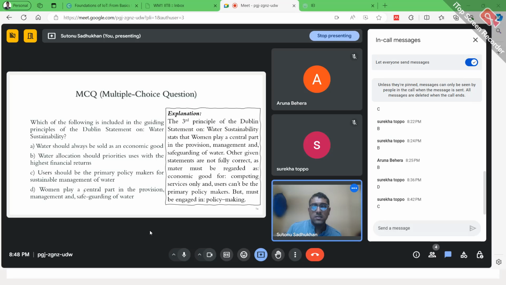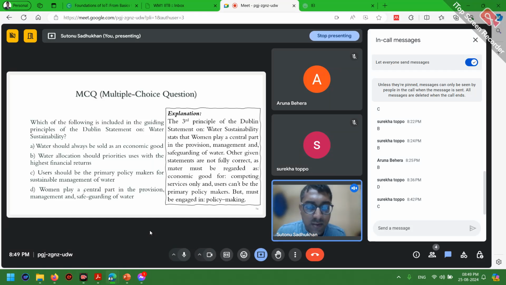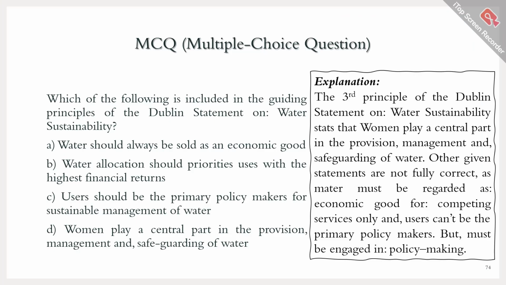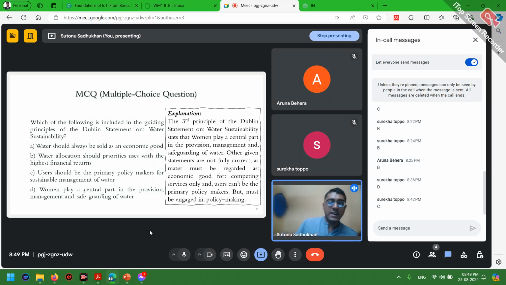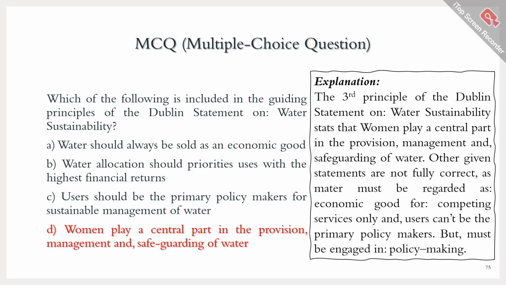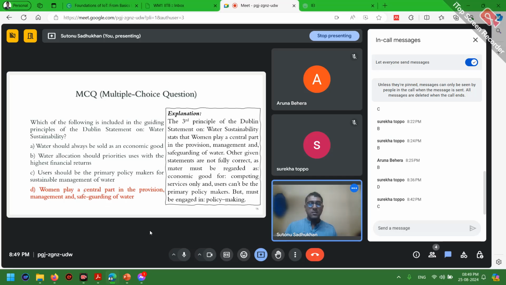Why? Because if the users are policymakers, then they may be biased based on their usage. So that's why they cannot be the policymakers. Only the representatives of a democratic country, who represent the public or the users, can make the policies. But it is true that users must be engaged in the policy making process. They cannot be the primary policy makers, but their opinion must be taken. So option D, women play a central part in the provision, management, and safeguarding of water. It was the third statement of the Dublin statement on water sustainability.